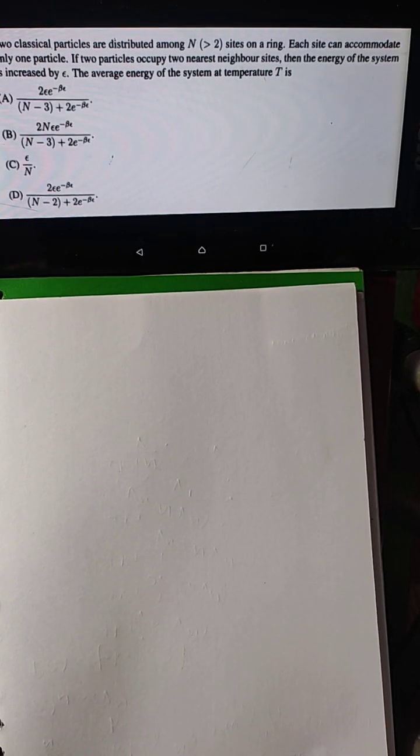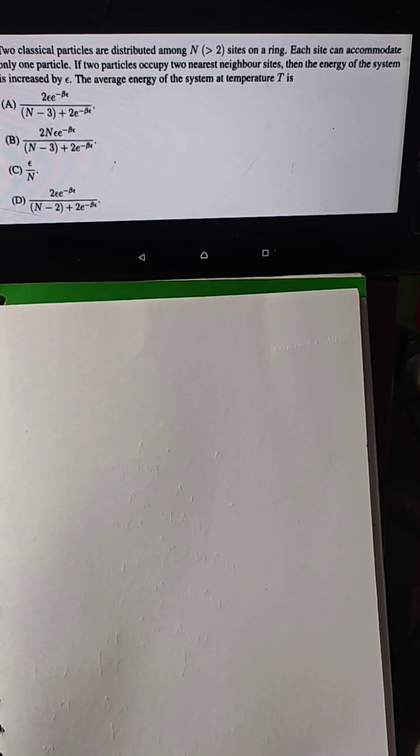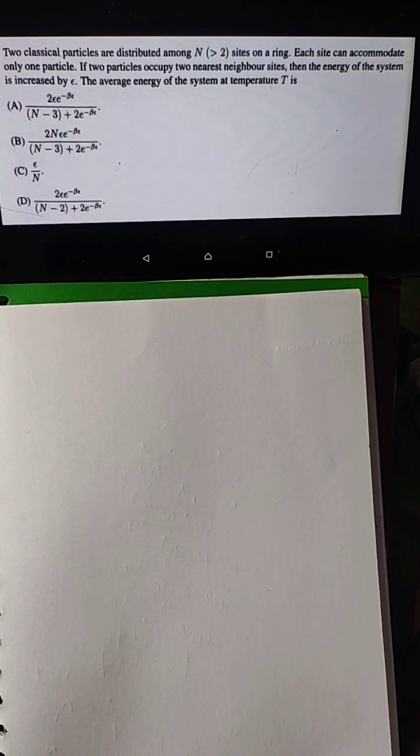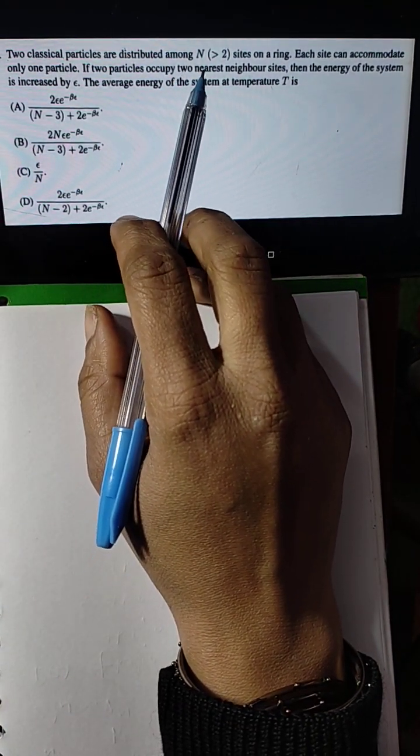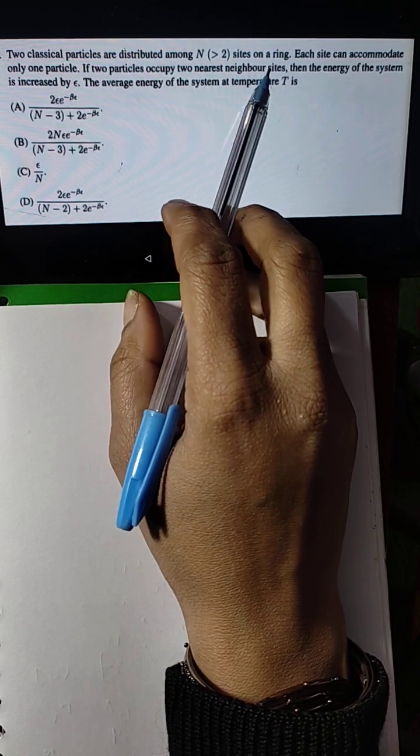This question was asked in the JEST examination in the year 2017. The question is: two classical particles are distributed among n greater than 2 sites on a ring.